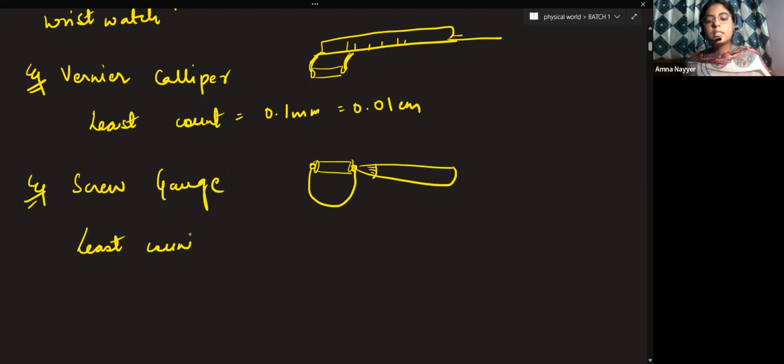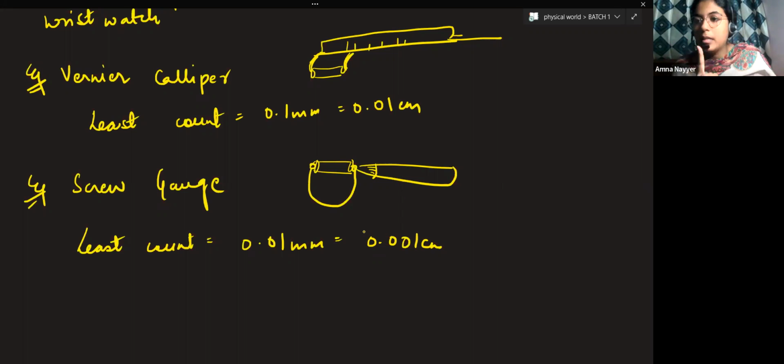Least count is 0.01 millimeters, that is 0.01 centimeters, this much. It means screw gauge can measure 0.01 millimeter by itself. This is the minimum value. Beyond it, it cannot measure. Above it, it can measure any amount. Then Vernier calipers, least count, 0.1 millimeter. It means it is the minimum value that this instrument known as Vernier calipers can measure.